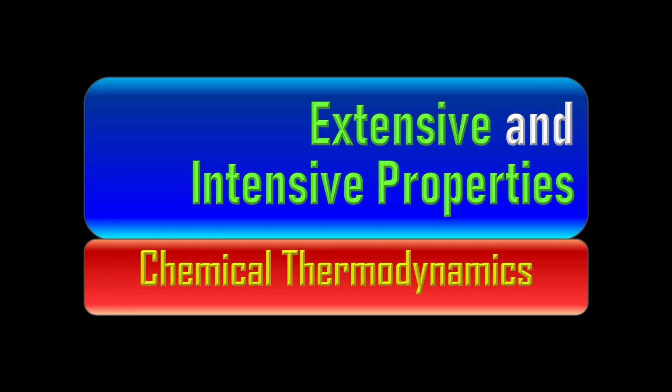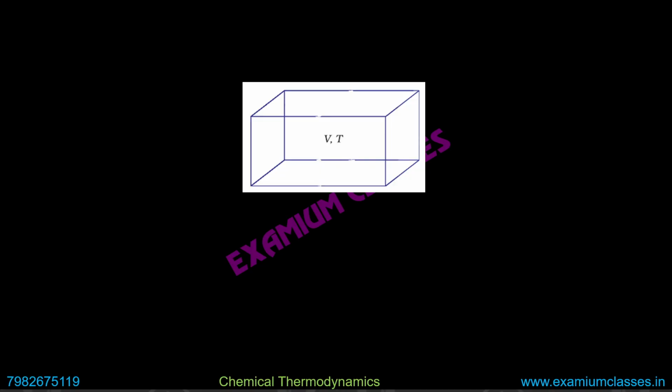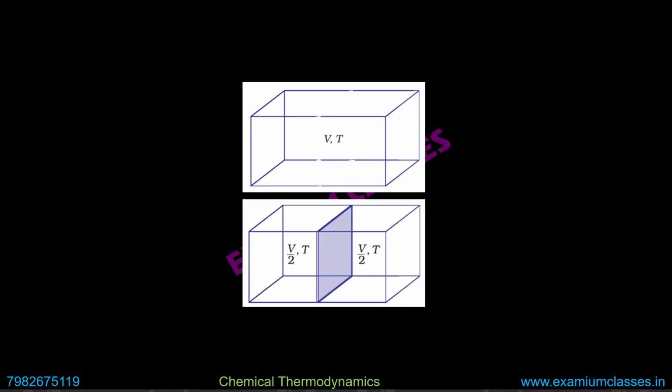Now extensive and intensive property, these are just definitions, and very simple questions are asked. I will also tell you how you can remember which one is intensive property and which one is extensive property. First try to understand what it is. Suppose you have this container with a gas, the volume is V, temperature is T. Now if you place a partition, you divide it into two equal halves.